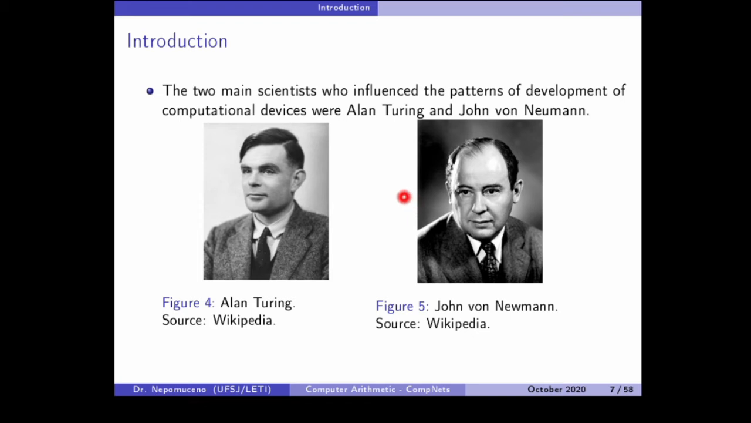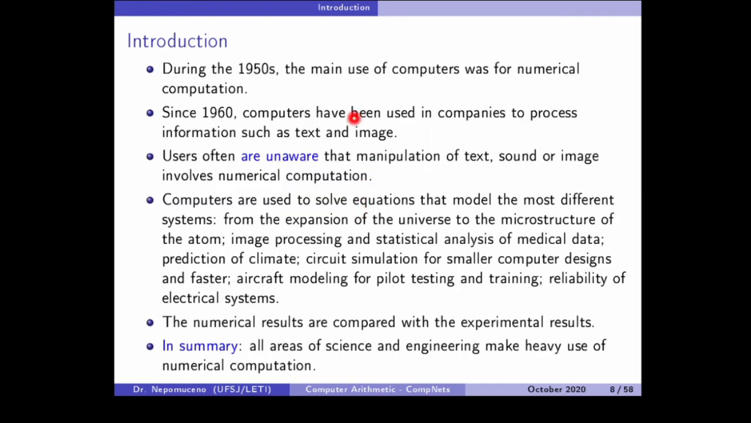Two main scientists who influenced the patterns of the development of computation devices were Alan Turing and John von Neumann. So, figure 4, Alan Turing, and figure 5, John von Neumann. These two guys started to work together in Princeton a long time ago. During the 1950s, the main use of computers was for numerical computation.